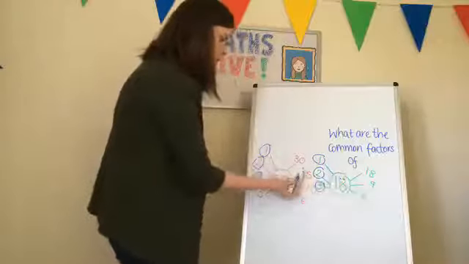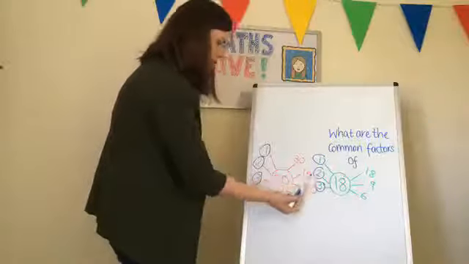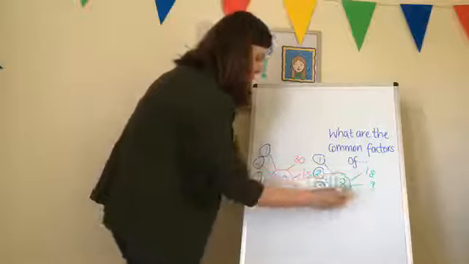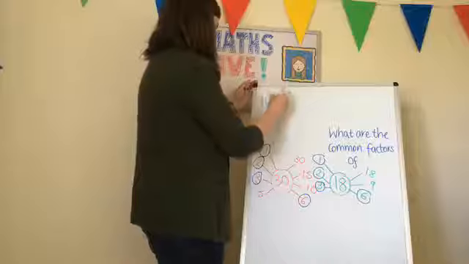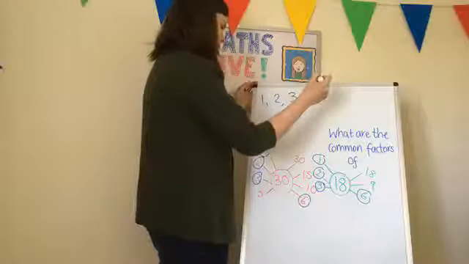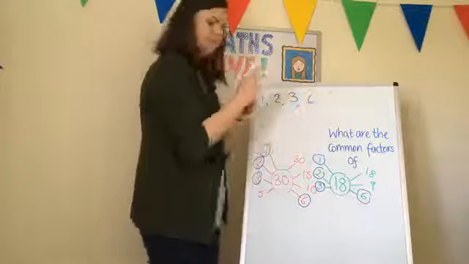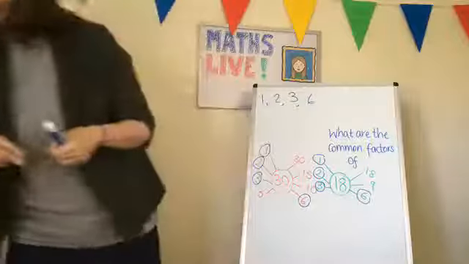30, no. 15, no. 10, no. 6. So the common factors of 30 and 18 are 1, 2, 3, and 6. Well done if you got that.